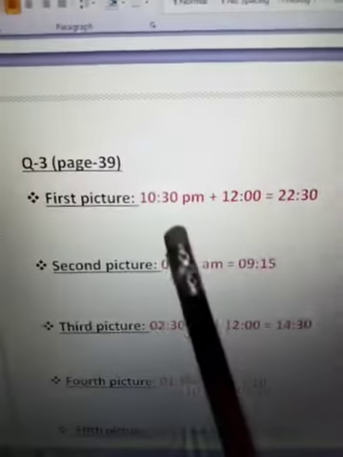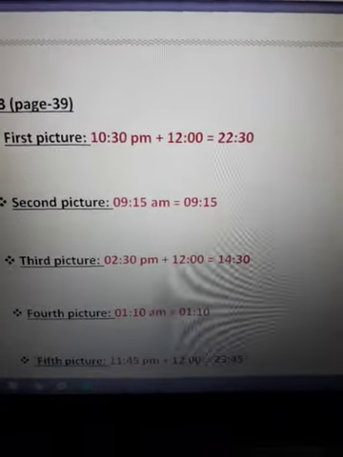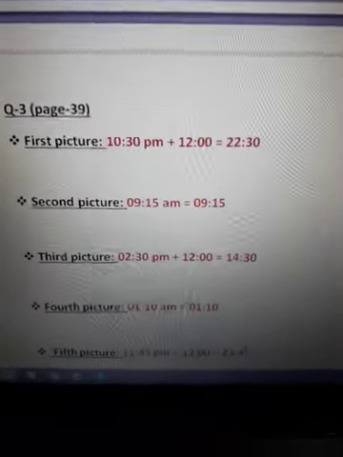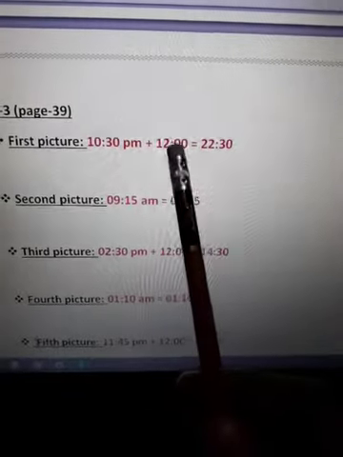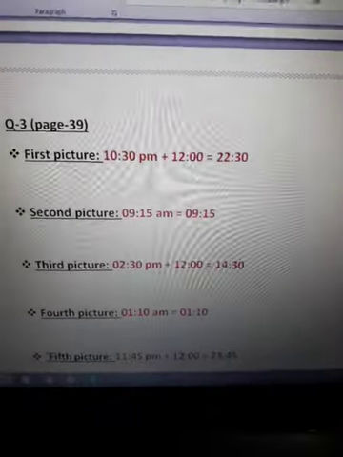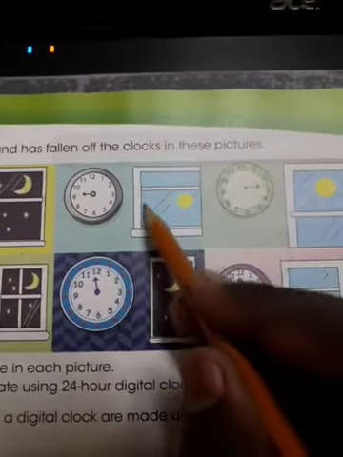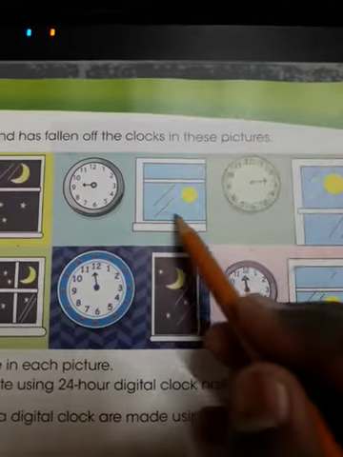So here I wrote 10:30, but he asked you to write in terms of the 24-hour clock. We already learned in yesterday's class, whenever it is the 24-hour clock, if it is PM, you should add 12. So 12 plus 10, how much? 22:30. Now look at the second picture. This is in the daytime.